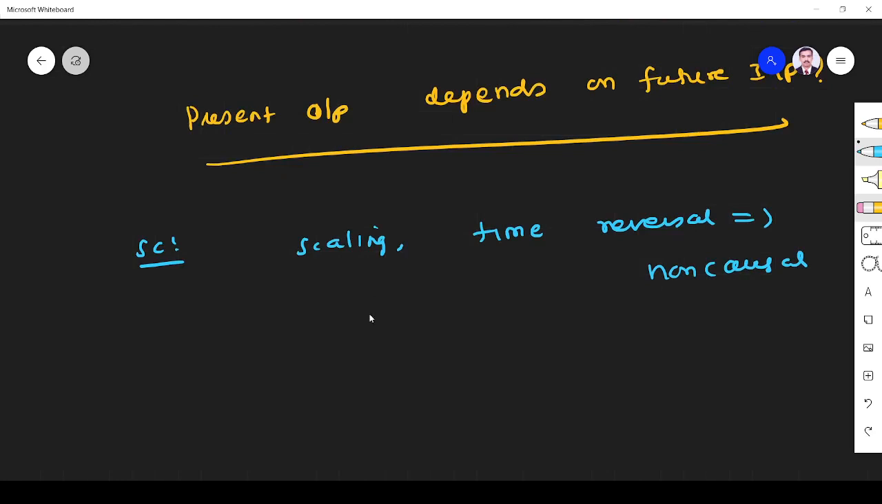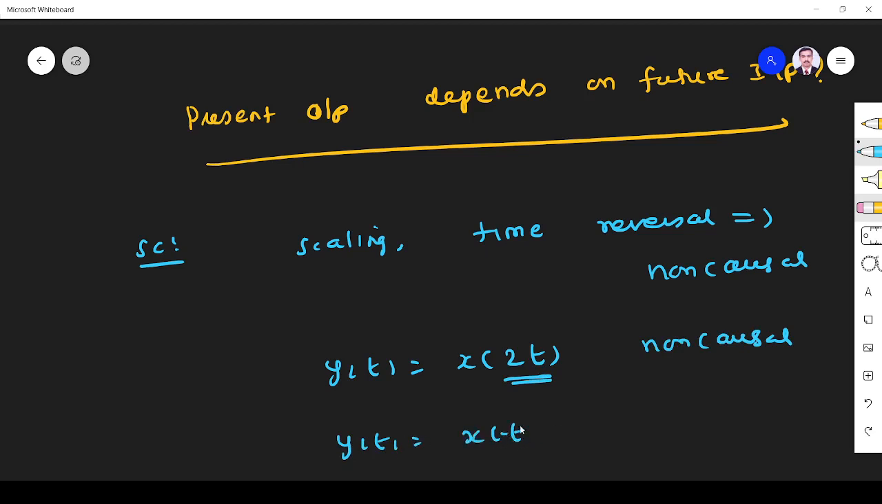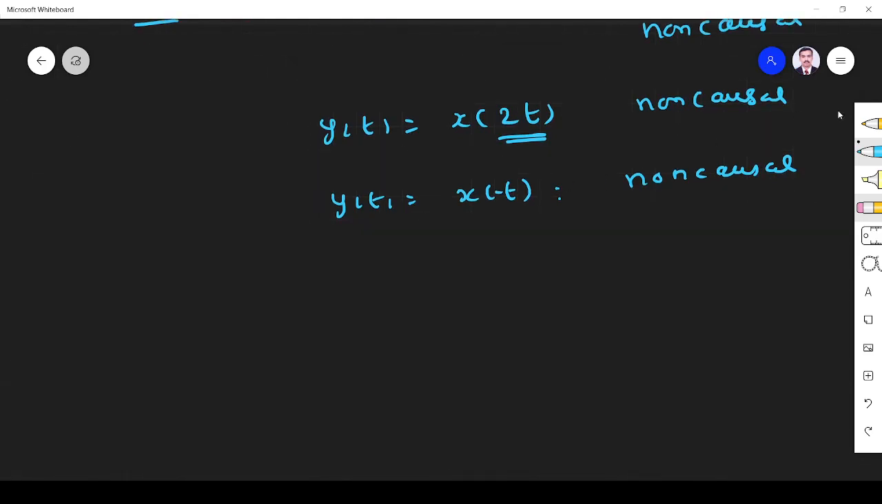For example, y(t) = x(2t). Here you see scaling appears, so surely you can conclude non-causal. No need to check. y(t) = x(-t), time reversal. So time reversal comes, so surely it is non-causal. So in your system, if scaling and time reversal appears, surely it will be non-causal. For further shortcuts, you can refer to my EC8451 playlist.